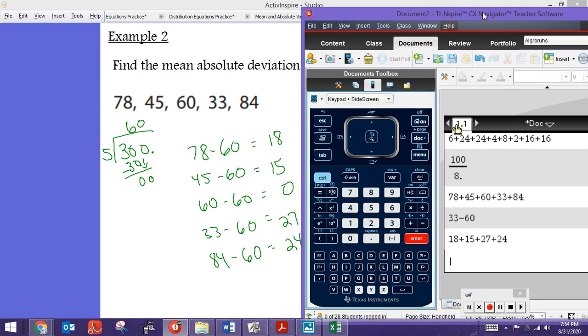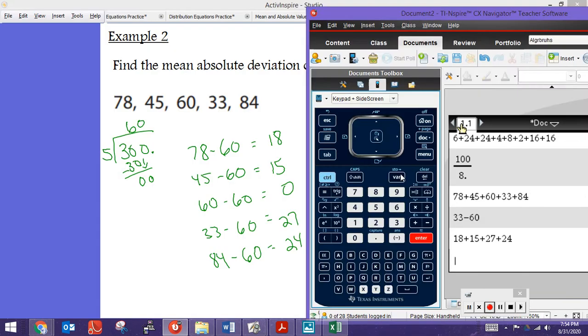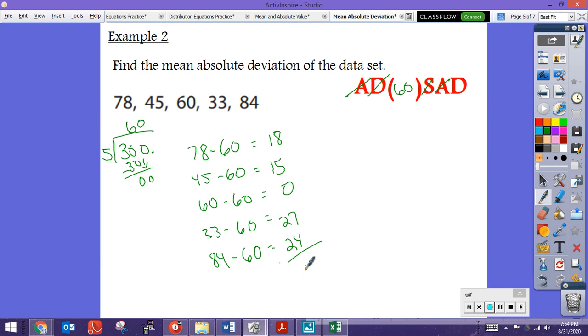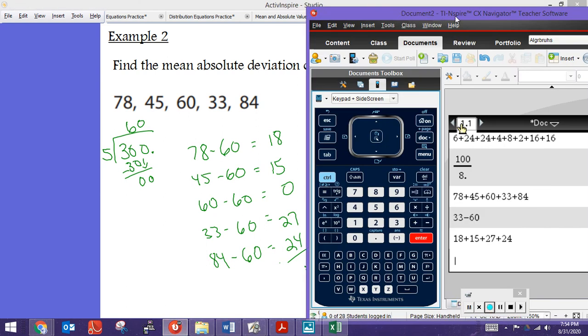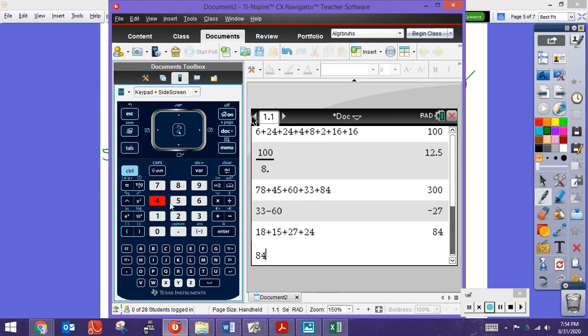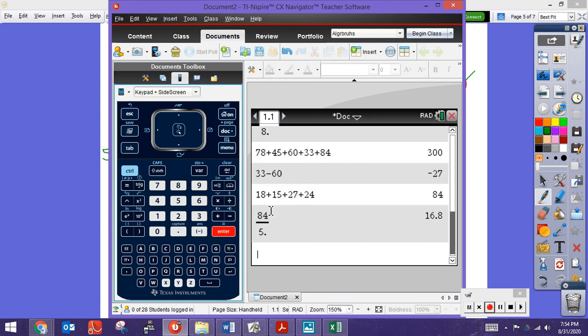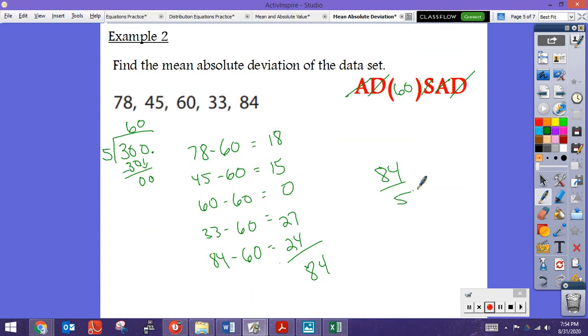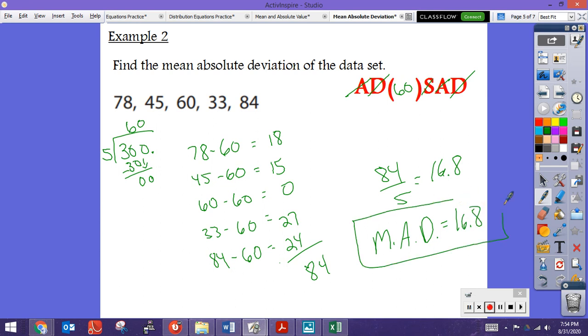But after you add those numbers up, you get 84. And then the last thing will be to divide, so you would do 84 divided by 5. So you get 16.8. So your mean absolute deviation is 16.8.